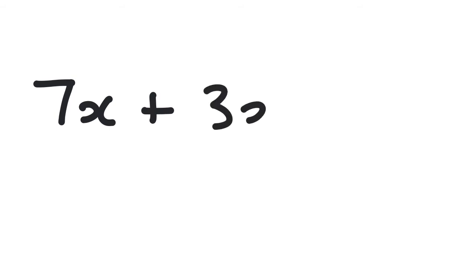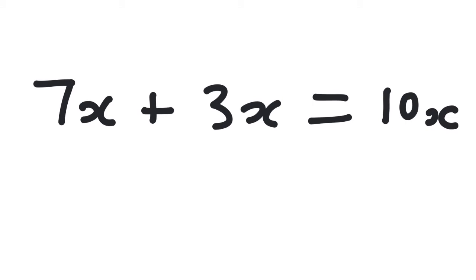Let's look at a few more examples. If we have 7x plus 3x, pause the video and see if you can answer that one. So in this case, we would have the same terms. They're both x, so we add the coefficients and we get 10x.